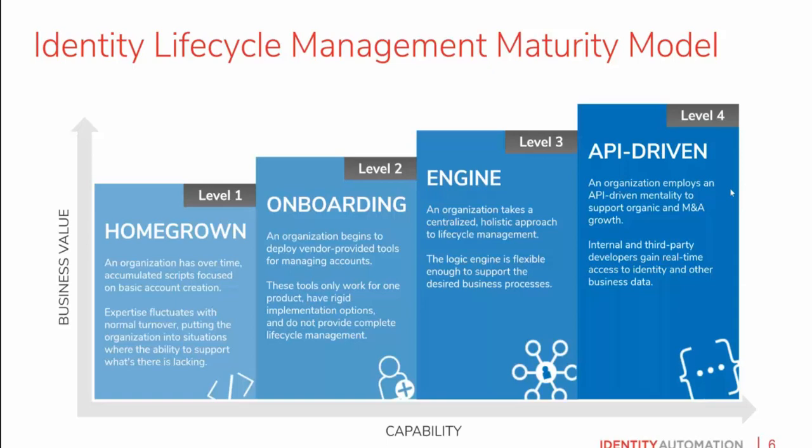All right, so the maturity model itself, as has been with all of our models, is made up of 4 levels. So I'll just briefly go through these, and then we'll get into the detail slide next. So we see level 1 of the ILM maturity model as being homegrown.